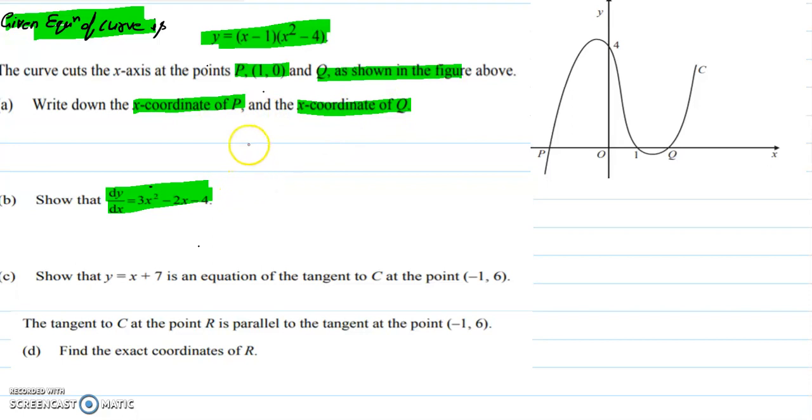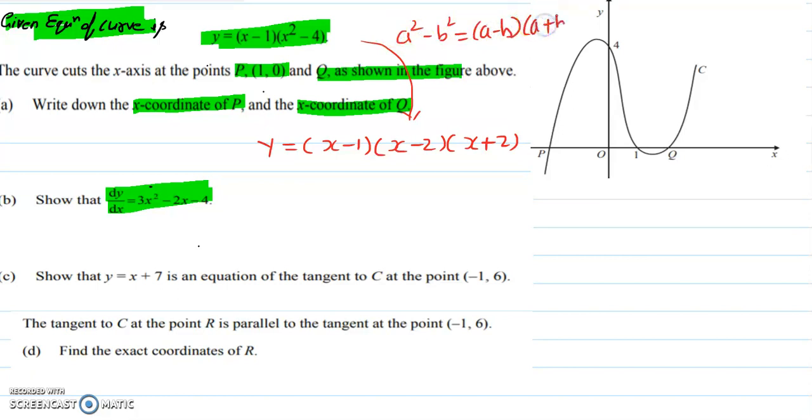We can write this equation as y equals (x minus 1)(x squared minus 4). We can write it as (x minus 2)(x plus 2), because a squared minus b squared is (a minus b)(a plus b). So x squared minus 2 squared is (x minus 2)(x plus 2). If you put x minus 1 equal to 0, you get x equals 1. Here you get x equals 2, and here x equals minus 2.